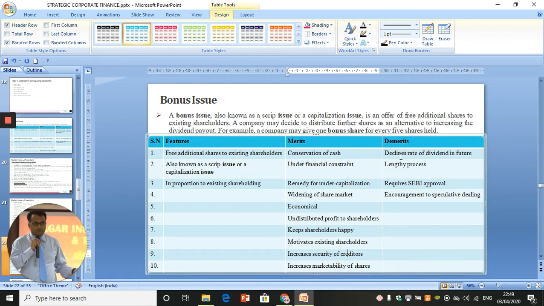Then demerits: decline in rates of dividend in the future, because very simple, they're giving you bonus shares, so they won't give you cash, and they will always keep on giving you shares.